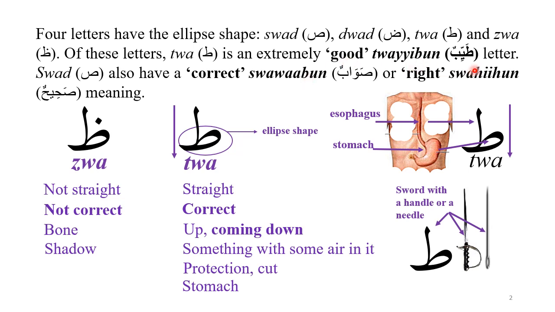So this corresponds to the tayyib meaning in Arabic, which means good. And notice that Swad also has a correct, swawaabun, and right meaning. And these meanings that I have listed here for twa and zwa actually arise from the meaning related to its shape similarity with the esophagus and duodenum. You can see the letter twa.